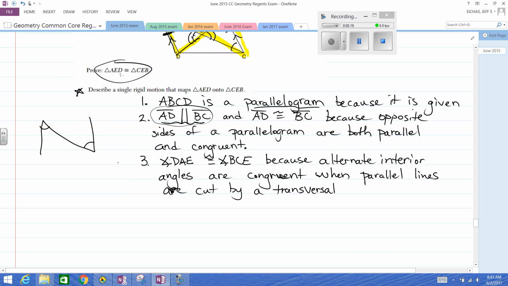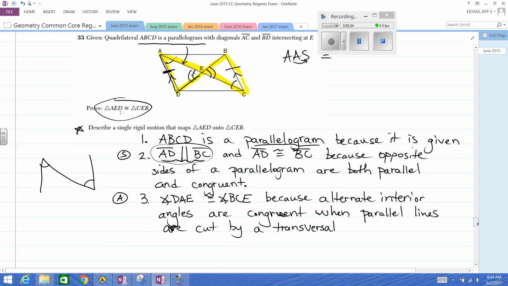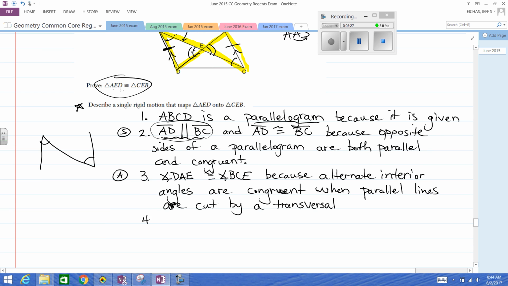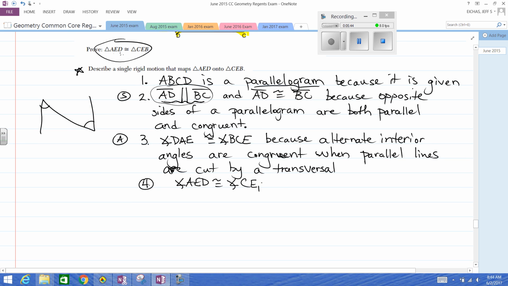All right, now that's a pair of angles. Up here we have a pair of sides. We need another pair of angles, which is the vertical angles. So angle, three-letter path again, because there's four choices for what angle E is. I have to say angle AED, following the three-letter path, and angle CEB. Those are congruent by vertical angles theorem. Vertical angles are congruent.